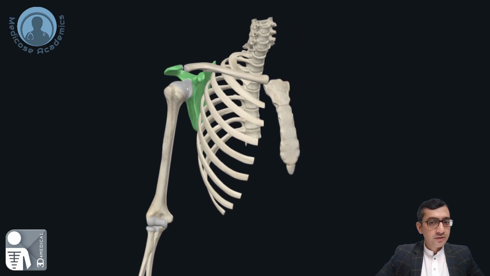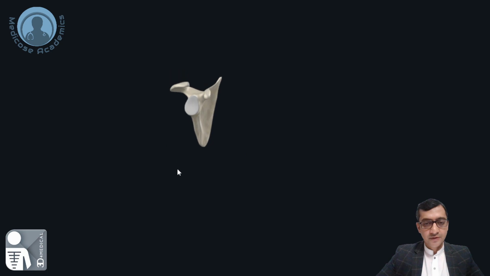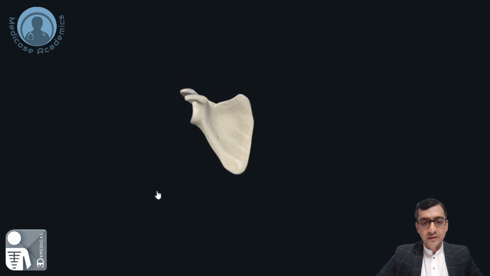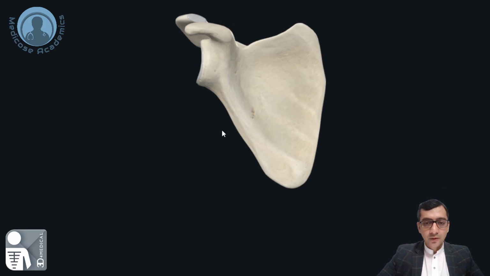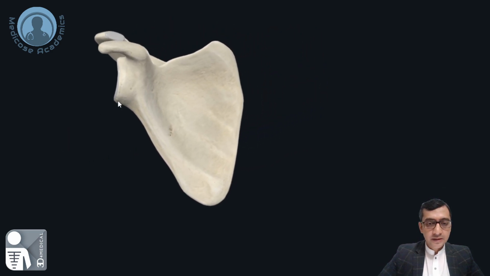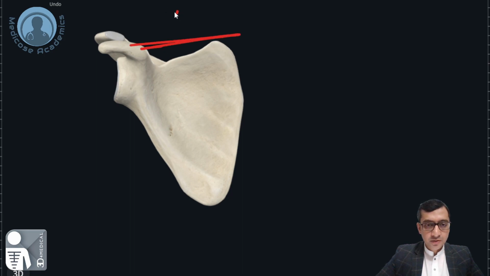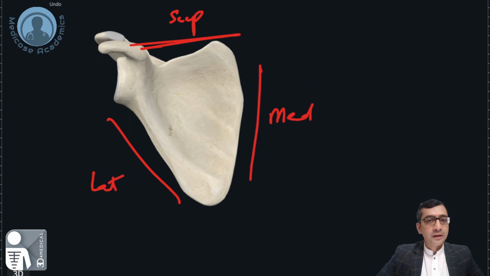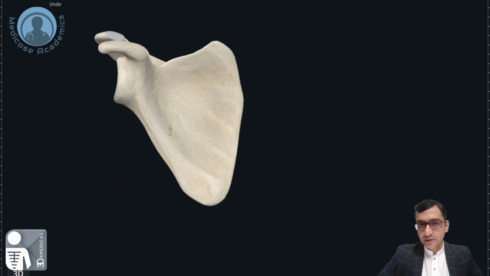Okay, let us isolate this bone and discuss its features. This is a plate-like bone that is triangular in shape, and it has three borders like this. Superior border. This one will be the lateral border, and here is the medial border. I will go into a little more detail as I go on.